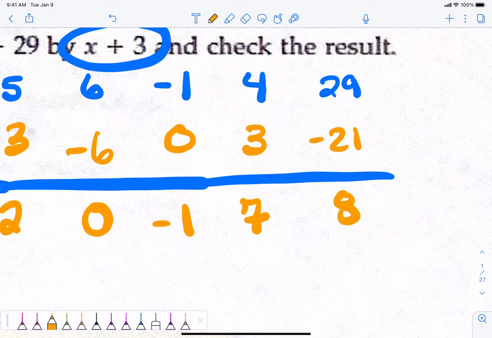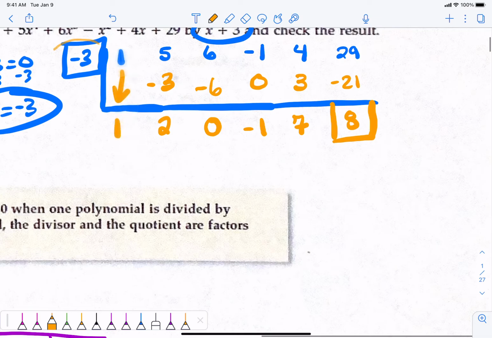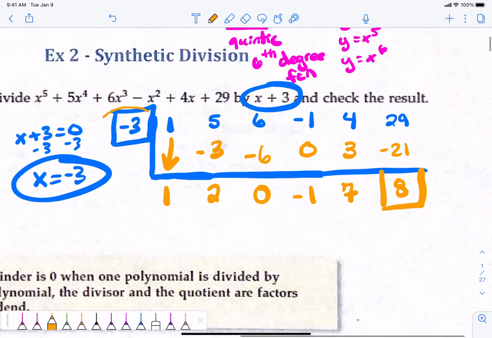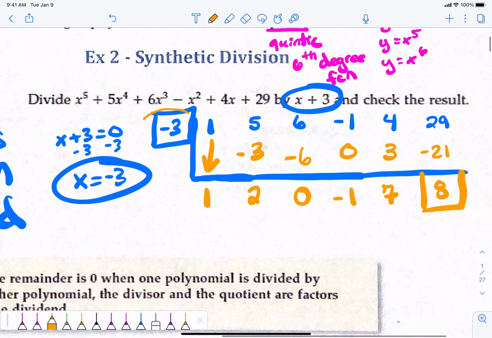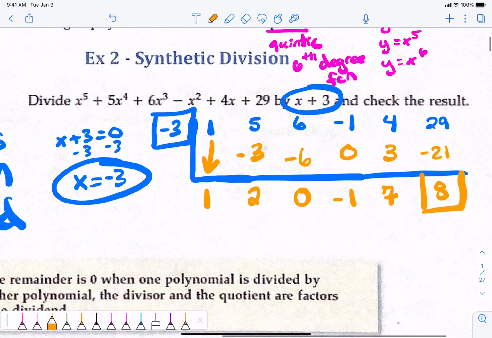Now, do me a favor really quick. On the very last number, put a box around it. That number is your remainder. All right, now here's the deal. The number that we started with, we still have to put this back together. We still have to create a polynomial out of this stuff. Let's look at what we were dividing by.